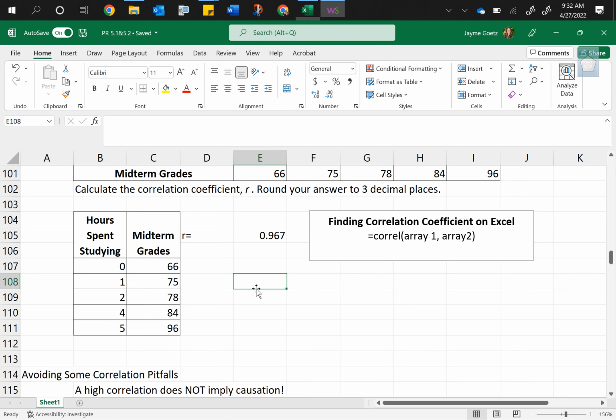And let's talk about what that means. If I have an R value of 0.967, what does that mean? It is a strong positive correlation. So if I were to take these points right here and I were to put them on a scatter plot, it would have a strong positive correlation looking something like that. That would be a strong positive correlation. Okay? They would all be pretty tightly knit around that line of best fit.